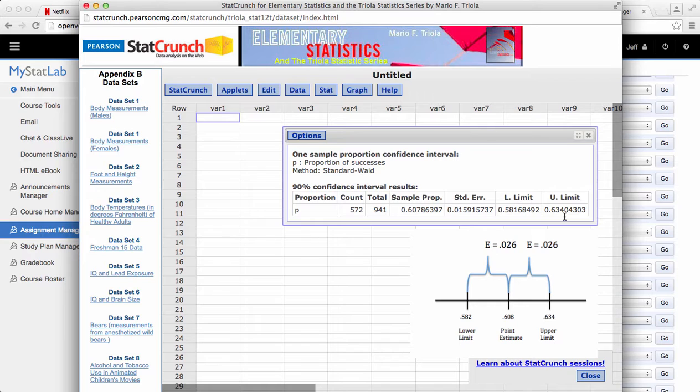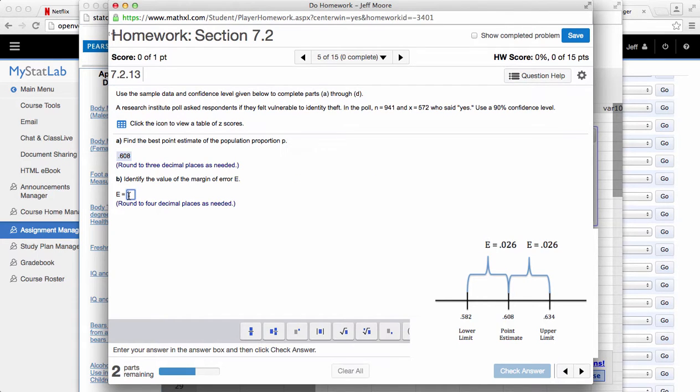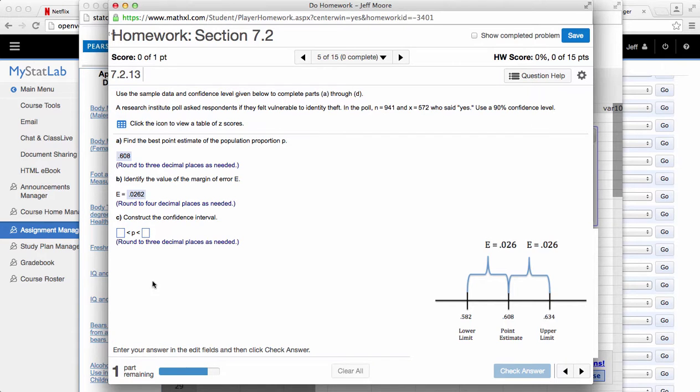Now the margin of error will be half of that, so we'll divide that by 2, and we'll find 0.026179. Now we're to round to 4 decimal places, so we will call this 0.0262.